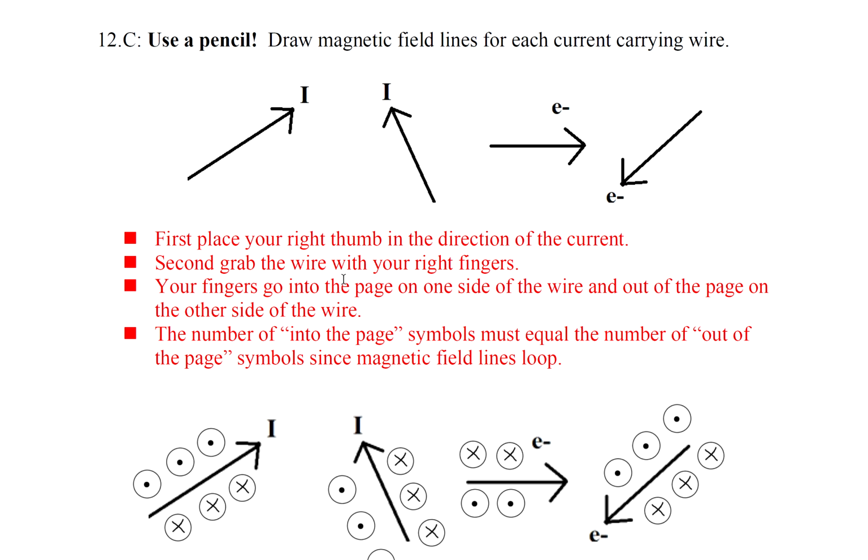Question 12. Draw magnetic field lines for each current carrying charge. So first, place your right thumb in the direction of the current, then grab the wire with your right fingers. Your fingers go into the page on one side of the wire and out of the page on the other side of the wire. The number of into the page symbols must equal the number of out of the page symbols, since magnetic field lines loop.